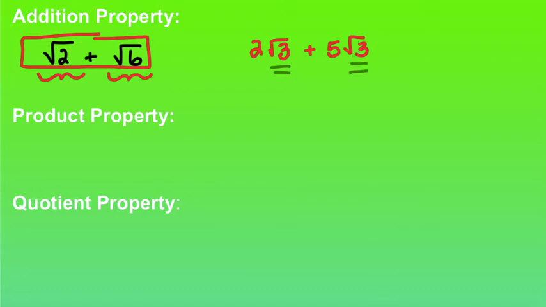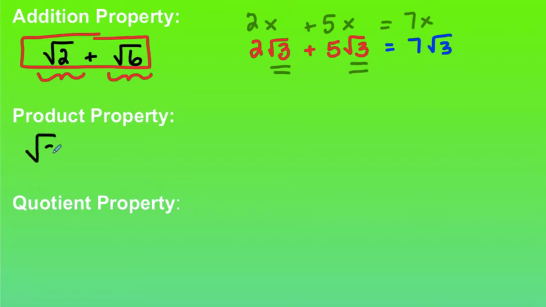Now, we add them just like we do like terms. If this were 2x and 5x, that would be 7x. So in this case, it would be 2 plus 5, which would give me 7 rad 3 or 7 root 3. All right, and that's the addition, and the same properties apply for addition and subtraction. Now, the product properties are different because remember, when we get to multiplication, it's slightly different.